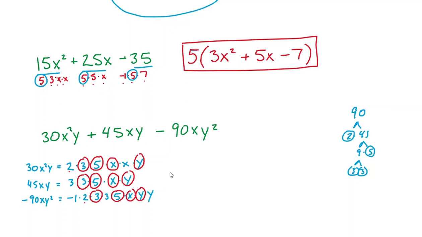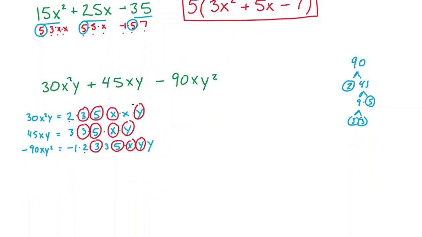So now that we've gone to all that trouble, let's write out our answer, and I'm going to do it down below here. The common factor then is 3, 5, x, and y. The greatest common factor is 3, 5, x, and y, which is 3 times 5 is 15, times x, times y. So that's my GCF, the greatest common factor. That's what we're doing here.